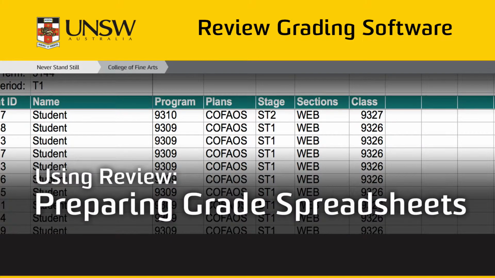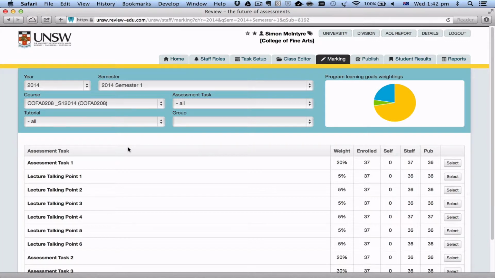I'm going to quickly show you how you can take marks from Review or any other marking spreadsheet and quickly transfer them into the UNSW ECHL spreadsheet, which is what we need to submit to the Student Centre at the end of semester to make the marks official.